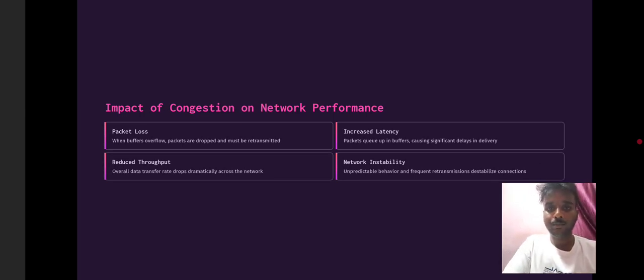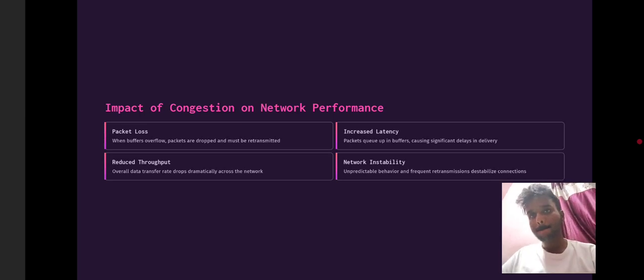Another effect is retransmissions. Lost packets need to be sent again, which increases network load. This creates a cycle where congestion leads to more congestion if not controlled properly. Unpredictable behavior and frequent retransmission destabilize connections.